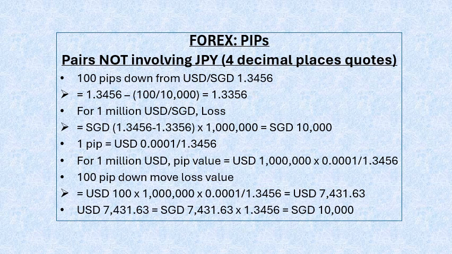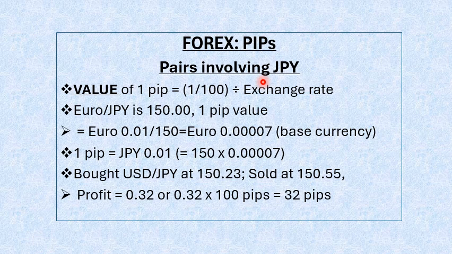Now let's discuss pairs involving the JPY. For currency pairs involving the JPY, such as the Euro JPY or the USD JPY, the value of a pip is 1 by 100 divided by the exchange rate. This is because JPY pairs are quoted up to 2 decimals. Therefore, if Euro JPY is 150.00, the value of 1 pip is Euro 0.01 divided by 150, which is Euro 0.00007. This formula gives the value of a pip in terms of the base currency. If you multiply this with the exchange rate, you will get the value of the pip in terms of the counter currency. That is 1 pip is equal to JPY 0.01, which is equal to 150 into 0.00007.